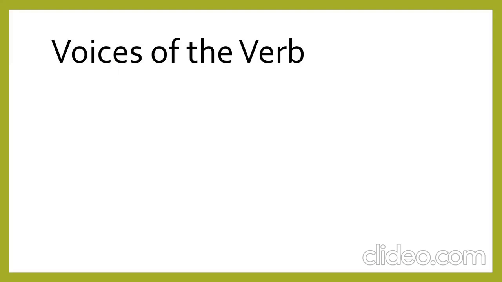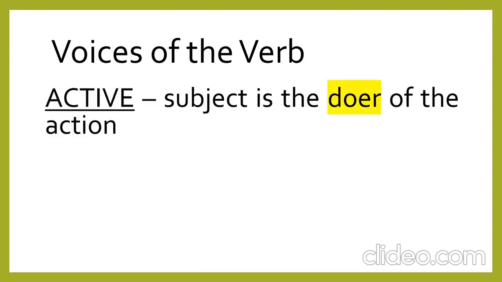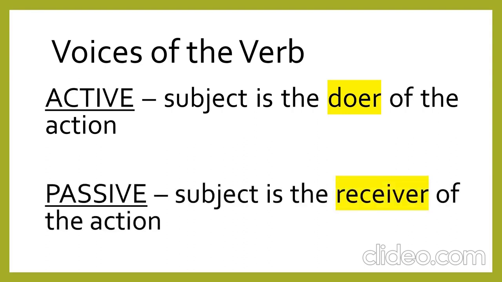Now let's take a closer look at the difference between an active voice of the verb and a passive voice of the verb. When we say active voice of the verb, the subject is the doer of the action. The subject is the one performing and actually doing the action or the verb. And if it's passive voice of the verb, the subject is just the receiver of the action. It's not directly stated that the subject did or performed the action. Again, if it's active, the subject is the doer. If it's passive, the subject is the receiver of the action.